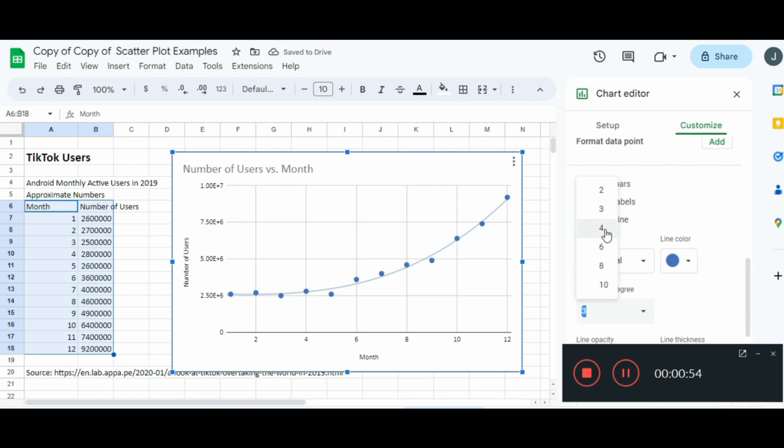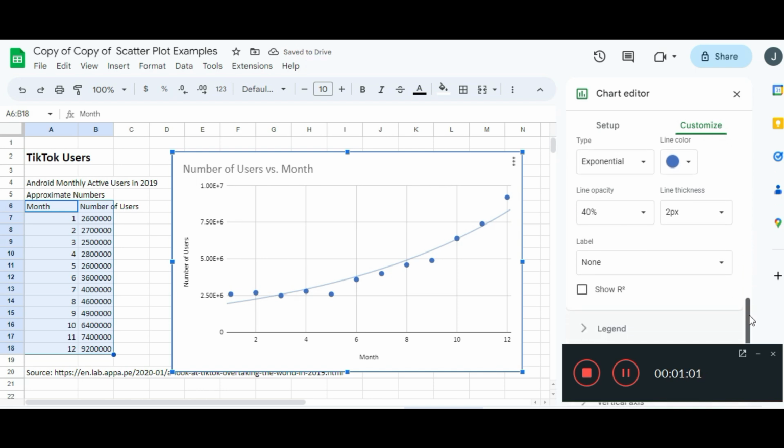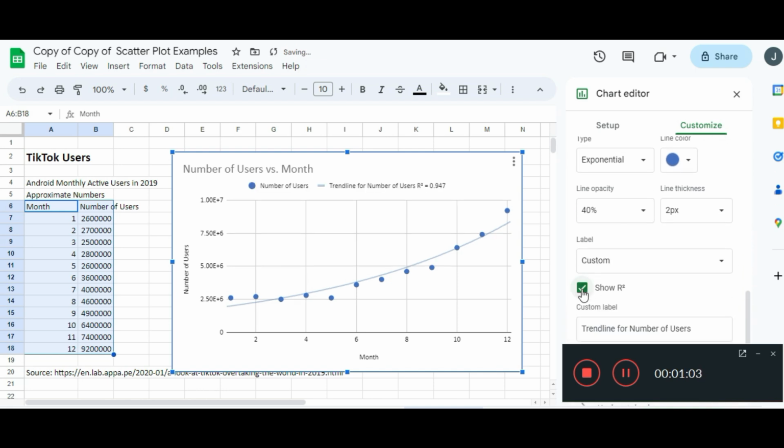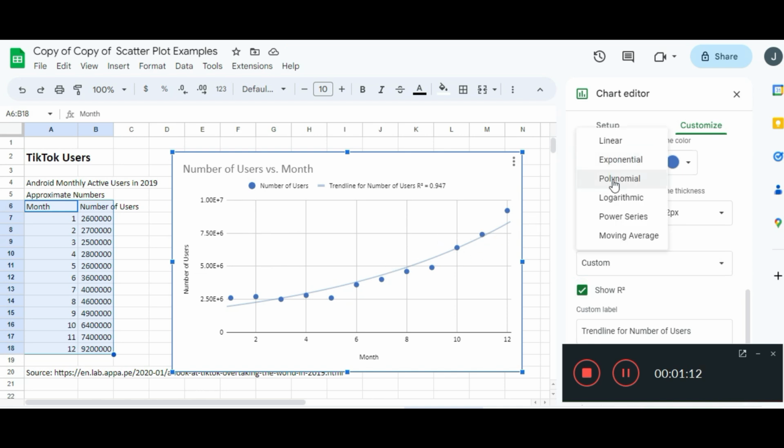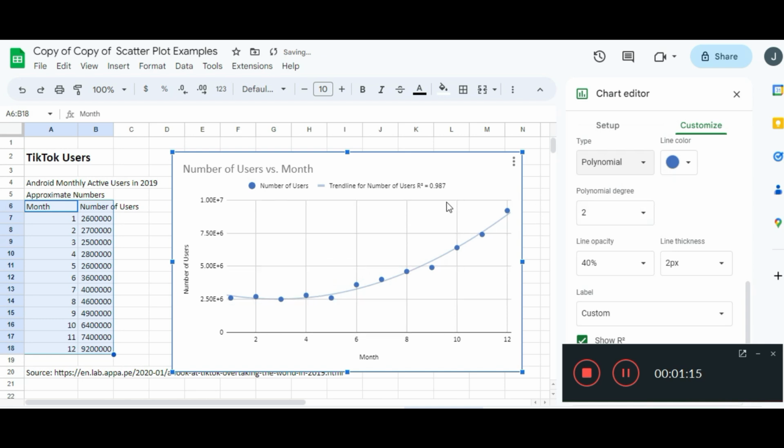But how do we know which curve is best? Obviously the curve that follows the trend the best and passes through as many points as possible. But there is a calculation. If we click on show r squared, that is going to tell us which curve is the best. So exponential is 0.947, pretty good. But if I go to polynomial degree 2, I get a 0.987, even higher, closer to 1. And if I go to polynomial degree 3, I get 0.99, an even better curve of best fit.